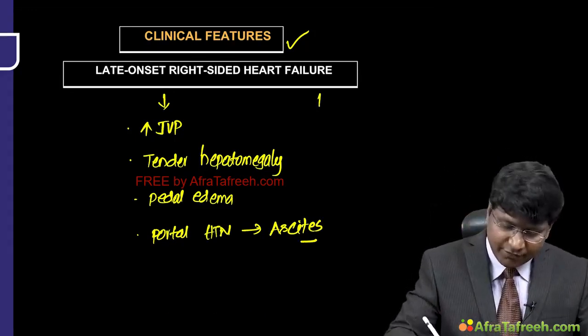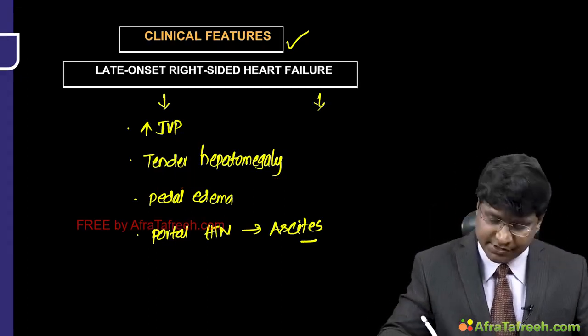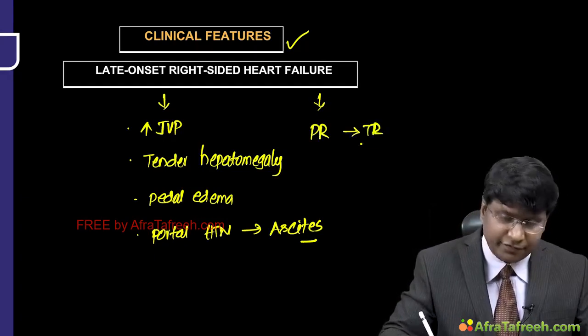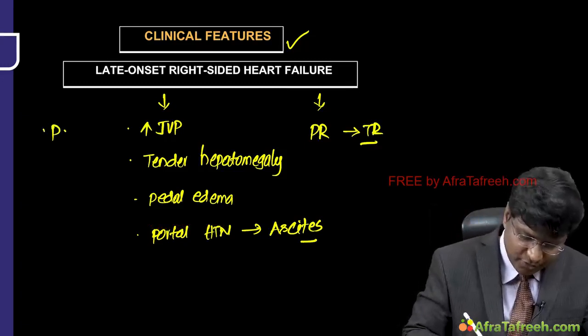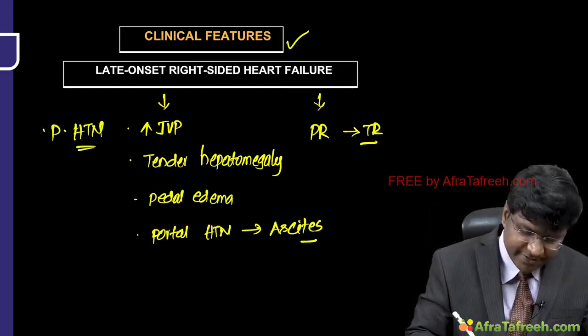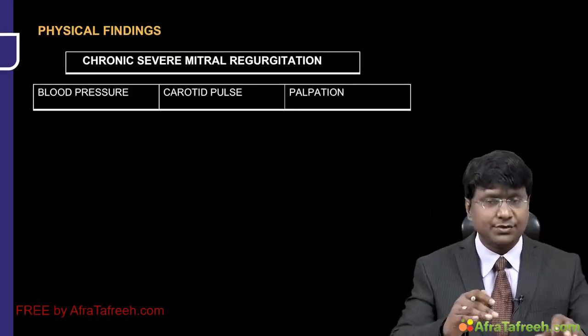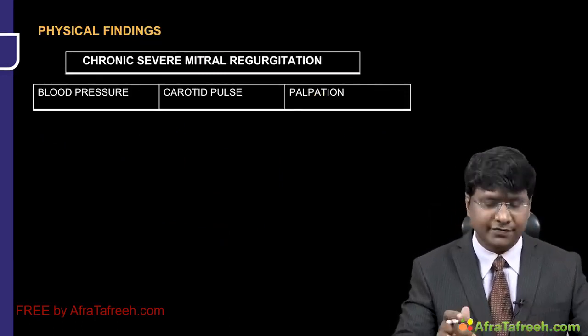And as the severity of right-sided heart failure, or as the pulmonary artery pressure, further increases, there can be functional pulmonary regurgitation, and there can also be functional tricuspid regurgitation as well. Because of the pulmonary hypertension only, all these manifestations will develop. Now these are the clinical features that you will see in case of MR depending upon the severity of the MR. Now coming to the examination findings.